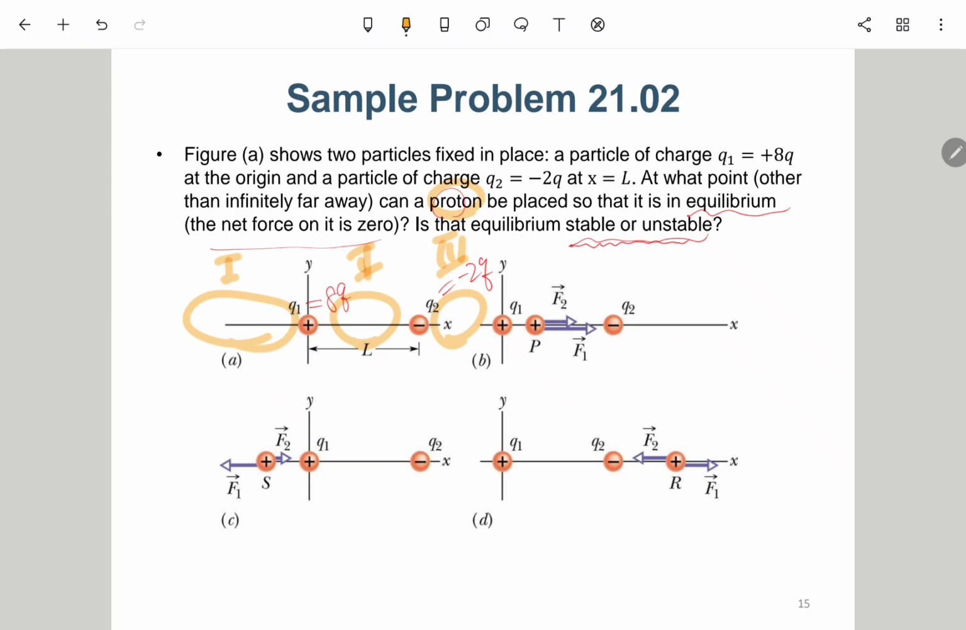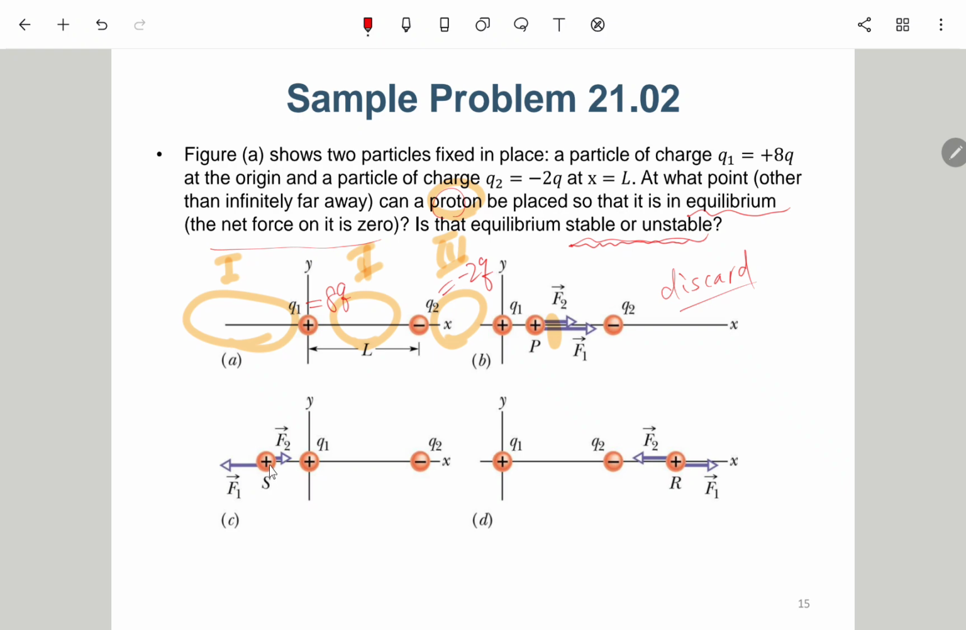Q1 is positive, Q2 is negative, and of course a proton, 质子, is also positive. So for Q1 acting on this proton, the force should be pointing to the right side. For Q2, this is negative, this is positive, so they attract each other, so the force acting on the proton should also be pointing to the right side. So both forces are pointing to the right side, so they can never cancel each other out. So we discard this case. It is not possible to make the proton in equilibrium in between.